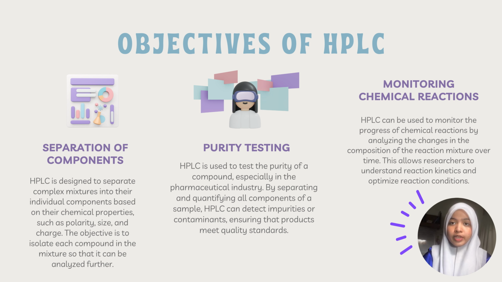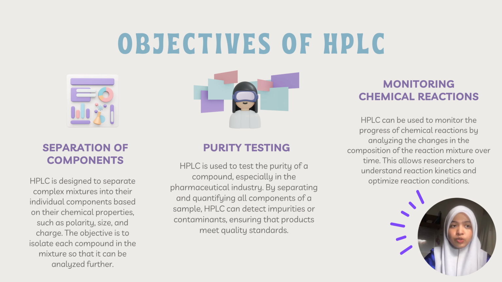Next is purity testing. HPLC is used to test the purity of a compound, especially in the pharmaceutical industry. By separating and quantifying all components of a sample, HPLC can detect impurities or contaminants, ensuring that products meet quality standards. Lastly is monitoring chemical reactions.